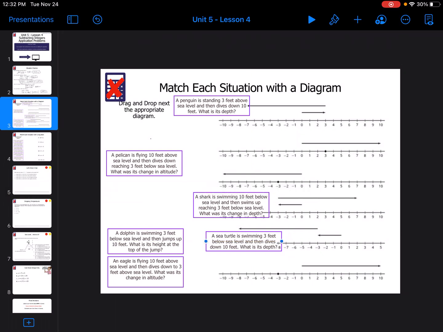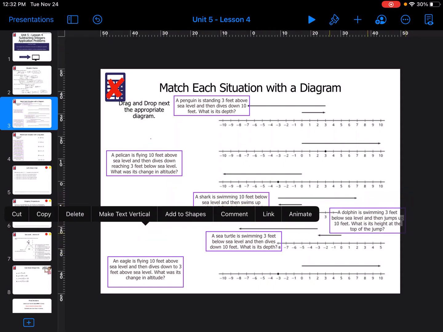So then I'm looking at a dolphin. He swims 3 feet below sea level and then jumps up. So he's 3 feet below sea level, then he jumps up 10 feet. What is the height of the jump at the top? Well, let's think. Okay, I'm at negative 3, and then I jump up and I'm at 10. I think this one goes here.